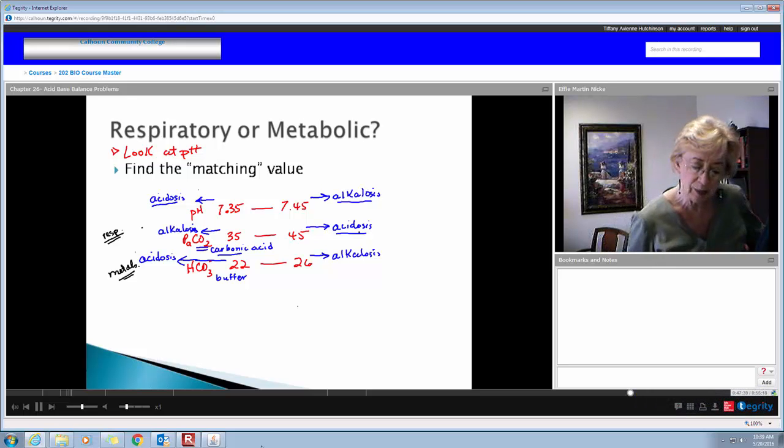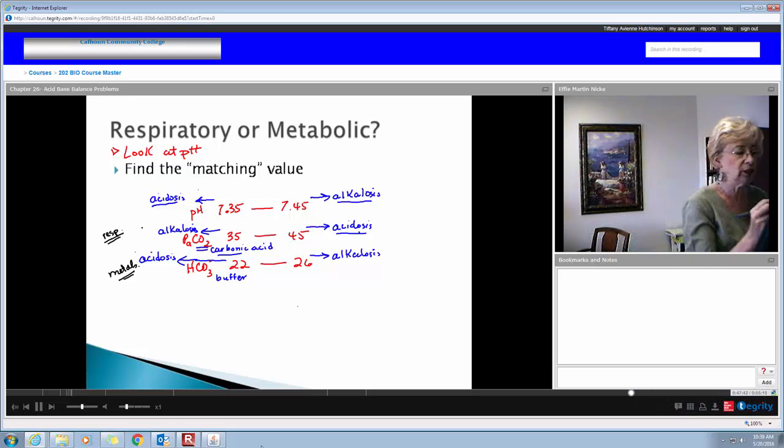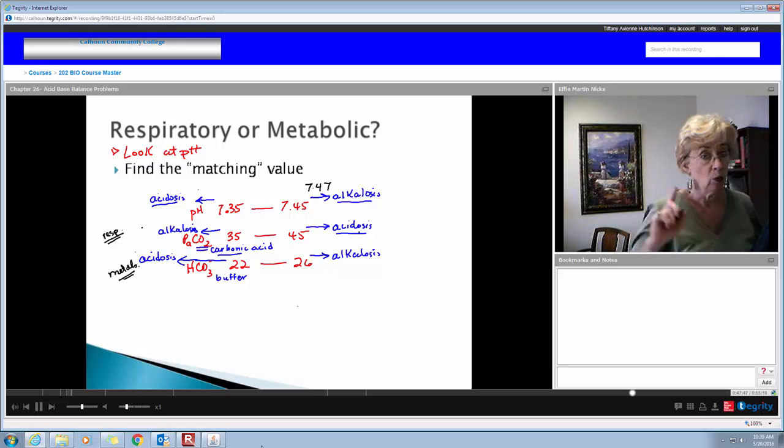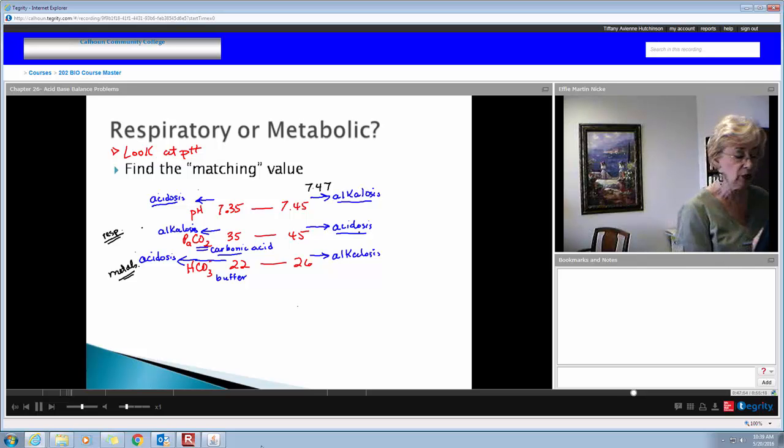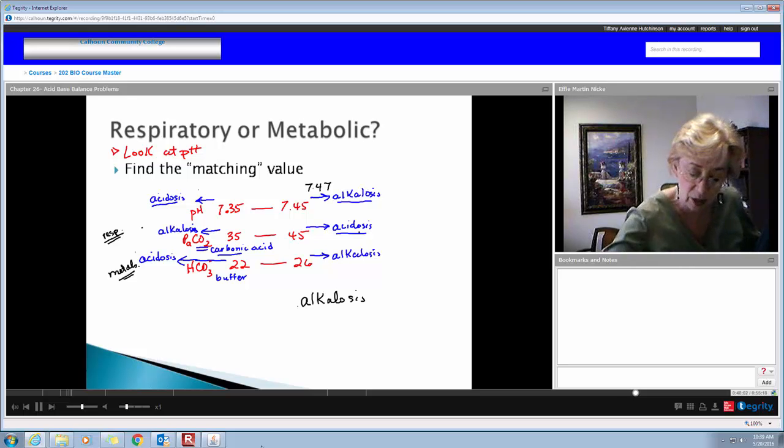Problem 3 has a pH of 7.47. What do you do first? You could say 7.47 is out on alkalosis, so this patient's problem is alkalosis, right? Now let's look at the other values. And listen, what you guys need to do, if you're still working these problems, is when I start, pause this darn thing. Pause it, try them for yourself, then start me up again and see if you were getting it.